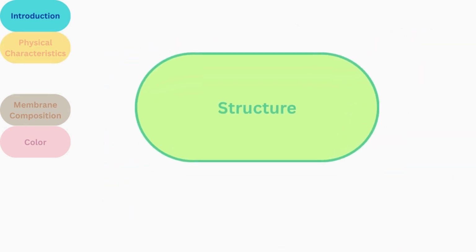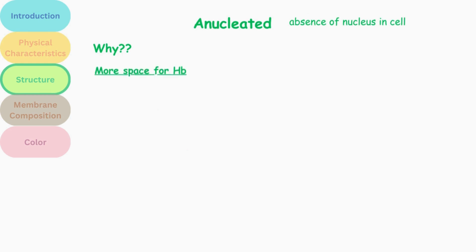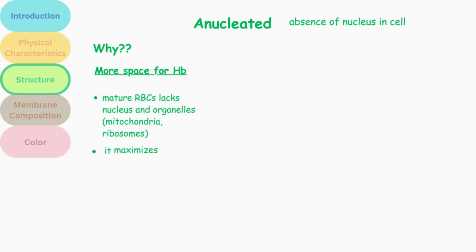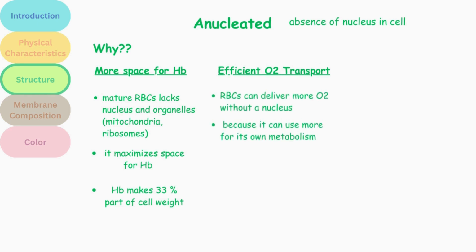What is the basic structure of a red blood cell? These are anucleated cells, which means there is absence of a nucleus in the cell. Why? There are 3 main reasons. To get more space for hemoglobin, as mature red blood cells lack a nucleus and organelles such as mitochondria and ribosomes, maximizing space for hemoglobin. Hemoglobin makes 33% of cell weight. Second reason is efficient oxygen transport. Red blood cells can deliver more oxygen without a nucleus, because they don't use oxygen for their own metabolism.